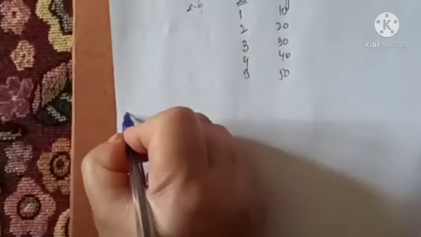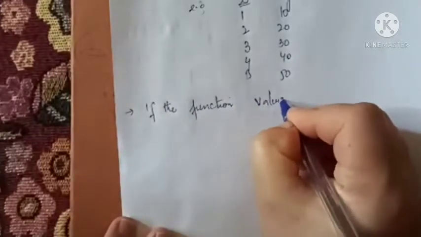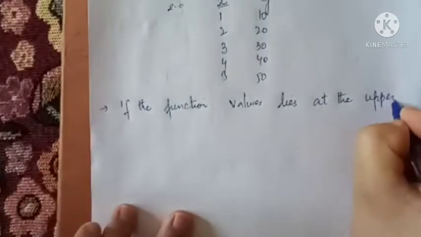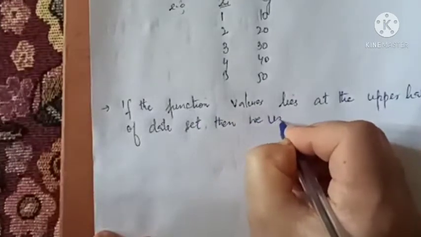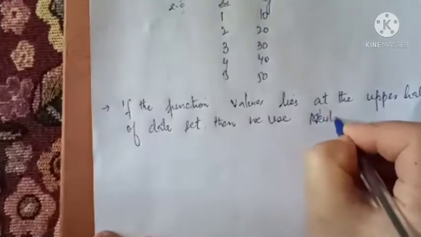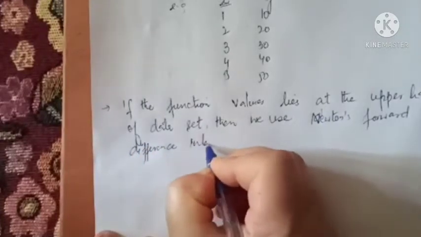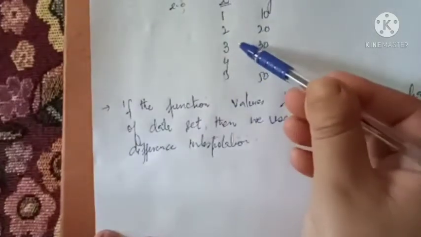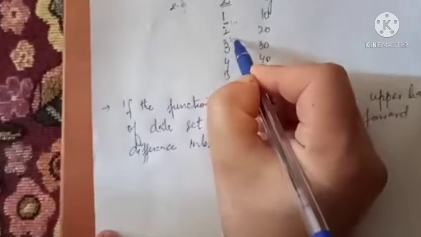I would write it over here. If the function value, whichever value we have to find, lies at the upper half of the data set or data points, then we use Newton's forward difference interpolation. What do I mean by that? Say for example, I am having n number of data points. In this case, I have only 5 data points. Now, if I have to estimate the value, say at 1.5 or maybe at 2.5, like that, 2.8, 2.9, and that comes in the upper half of the set.